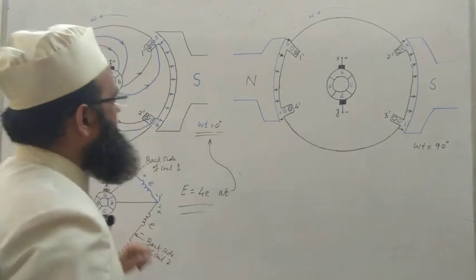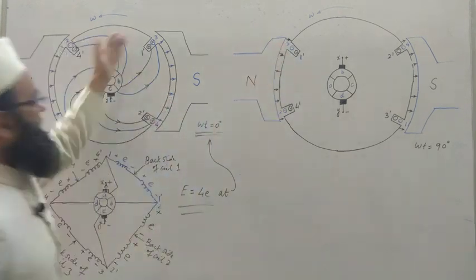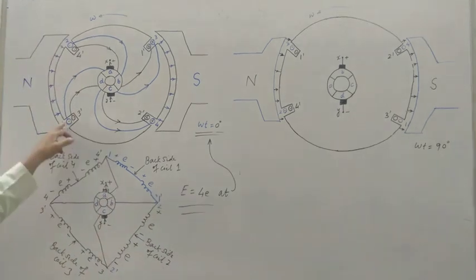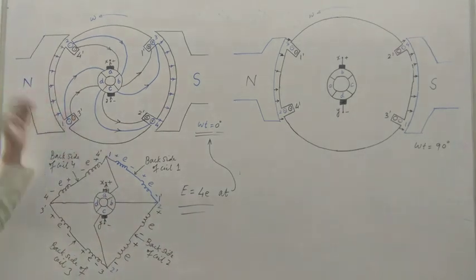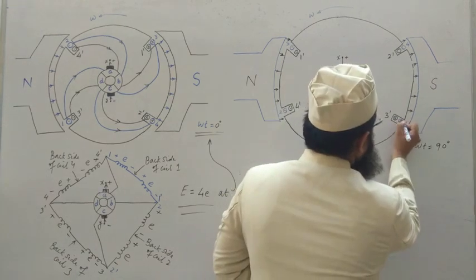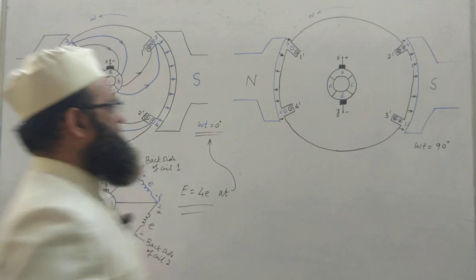So earlier these ends 1 dash and 3 were in the region of south pole. Now they have come in this region. Earlier 1 and 3 dash were in the region of north pole. Now they have come in the region of south pole. So the corresponding polarity may be marked here. We can see that the polarity has been changed from this position.